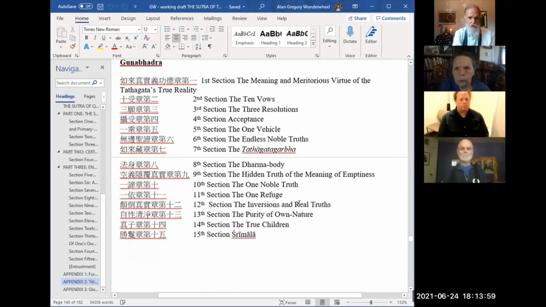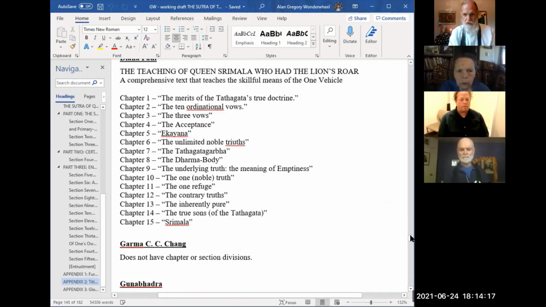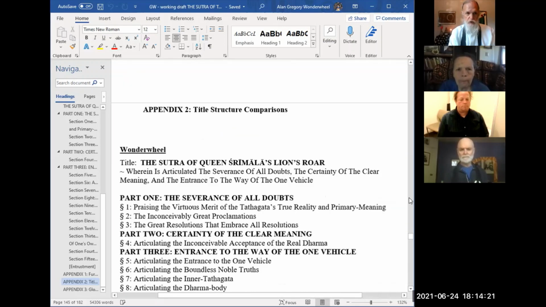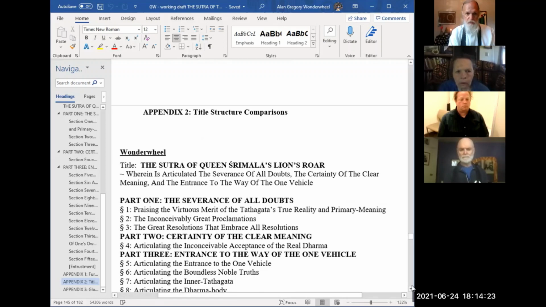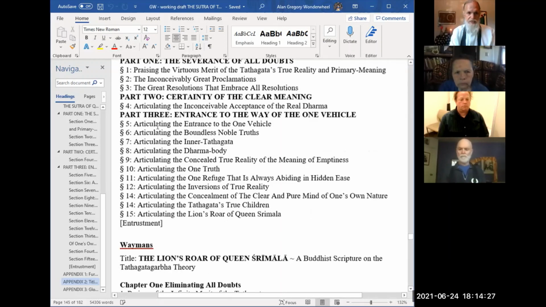And then these are the Gunabhadra chapters with the Chinese. And this shows that basically Diana Paul is using Gunabhadra's chapters, which are somewhat truncated compared to the version that I'm using, that includes the whole phrase that's in the entrustment section, beginning with the word articulating.